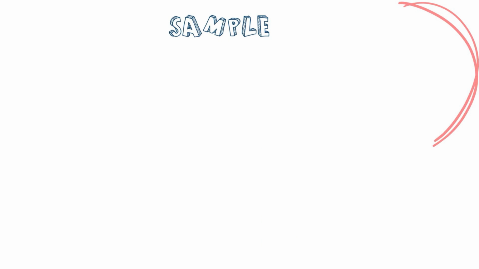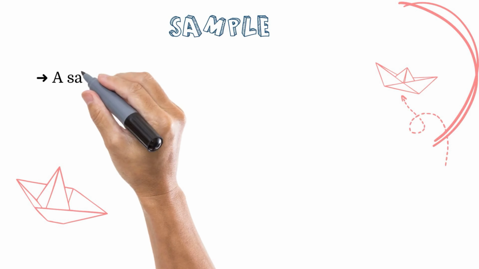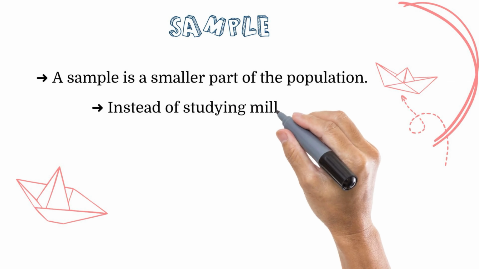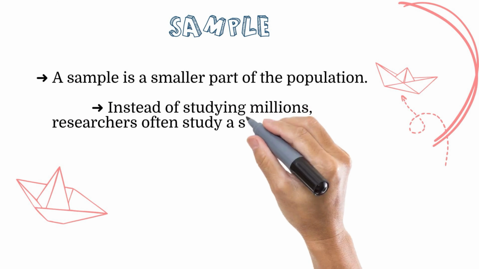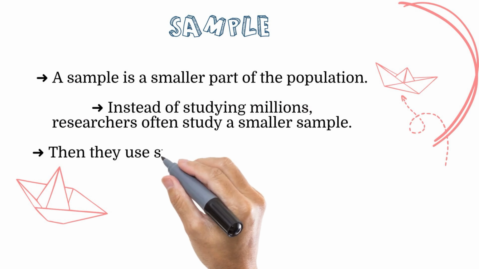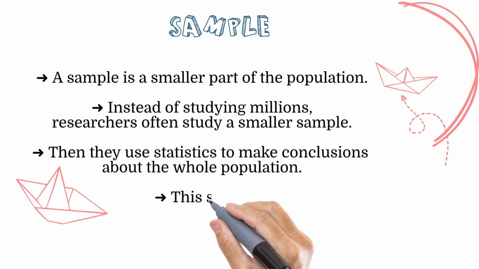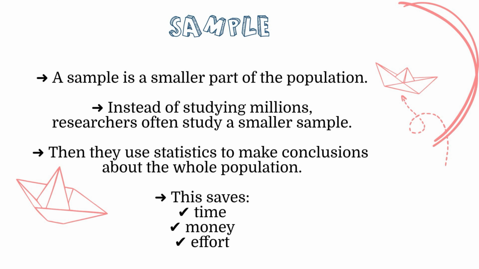Sample. A sample is a smaller part of the population. Instead of studying millions, researchers often study a smaller sample. Then they use statistics to make conclusions about the whole population. This saves time, money, effort.